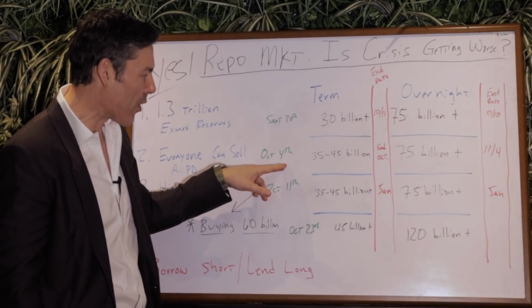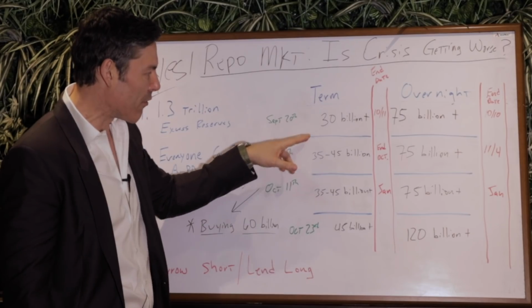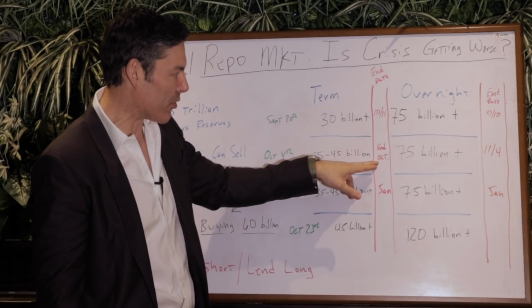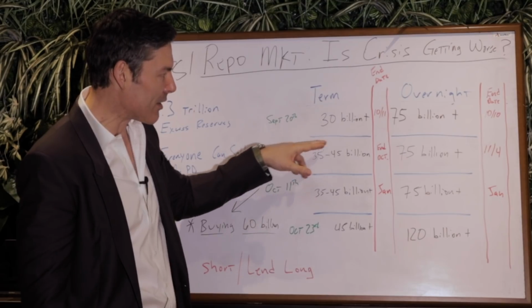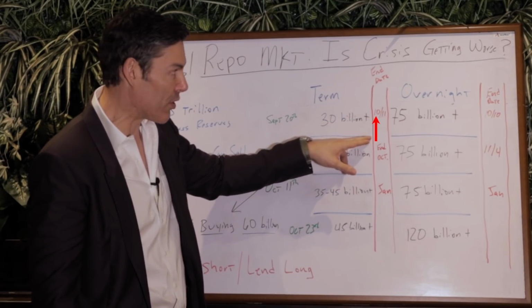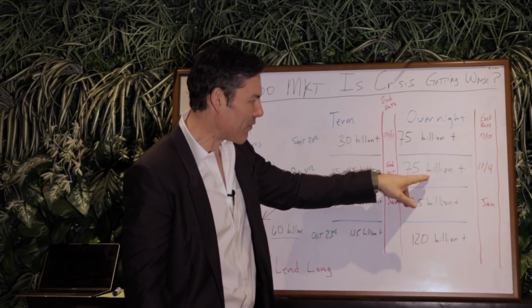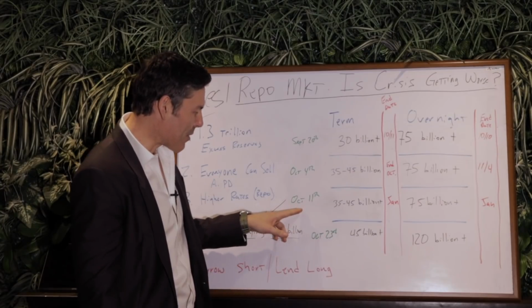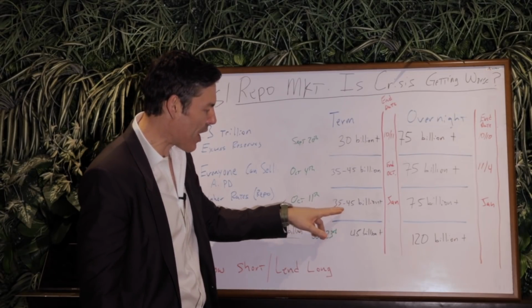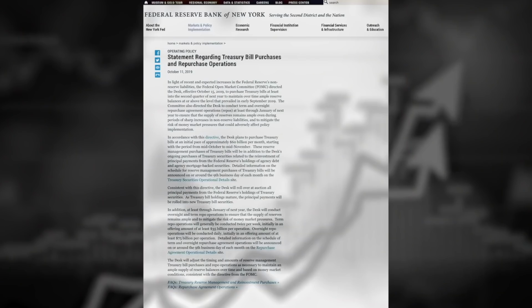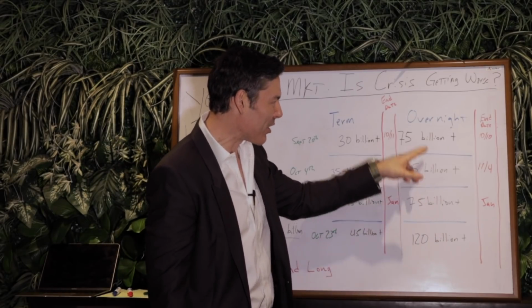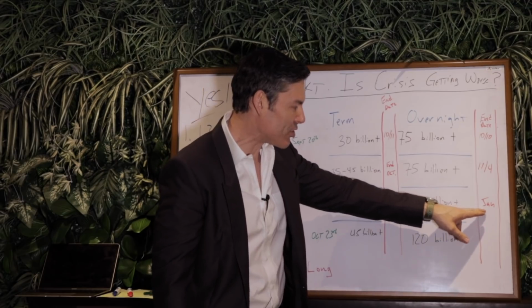Well, sure enough, on October 4th, they came out and they upped the term loans from 30 to 35 to 45 billion, and they're doing it till the end of October. So you see what's happening? The amount of money is increasing, and the length of time that they're committing to is also increasing. Going to the overnight repos, that's still at 75 billion plus, but now they've extended that from October 10th to November 4th. They then came out on October 11th and said, okay, we're keeping it at 35 to 45 billion plus for the term repos, but we're extending it to January. So from the end of October till January, and they're keeping it at 75 billion plus for the overnight transactions, and they're extending that to January as well.